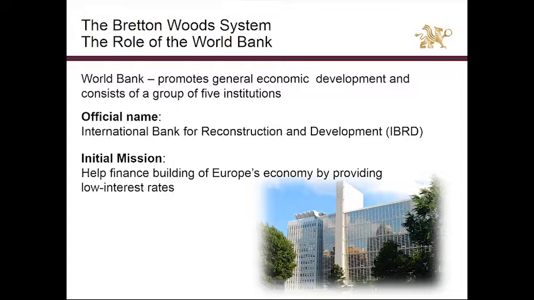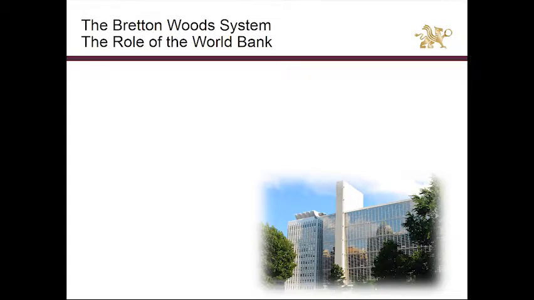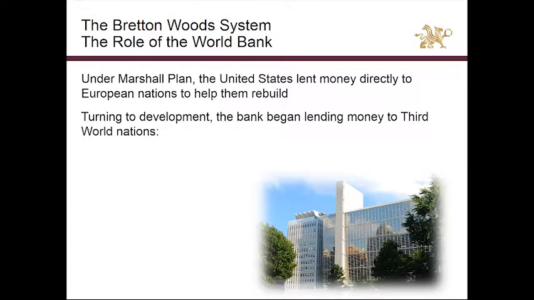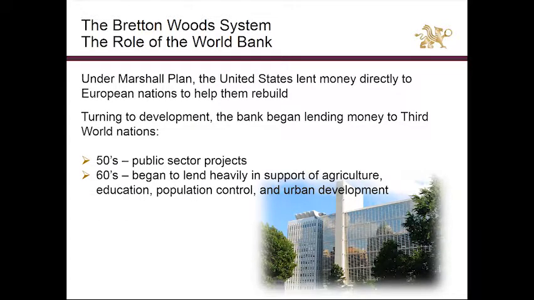As it turned out, the World Bank was overshadowed in this role by the Marshall Plan, under which the United States lent money directly to European nations to help them rebuild. So the bank turned its attention to development and began lending money to third world nations. In the 1950s, the bank concentrated on public sector projects. Power stations, road building, and other transportation investments were much in favor. During the 1960s, the bank also began to lend heavily in support of agriculture, education, population control, and urban development.